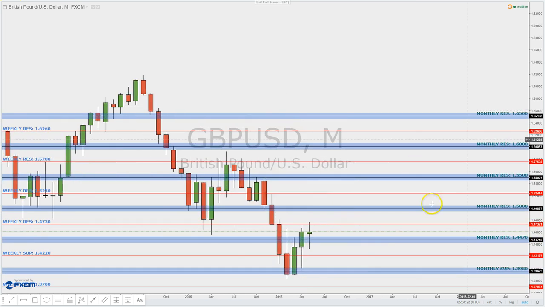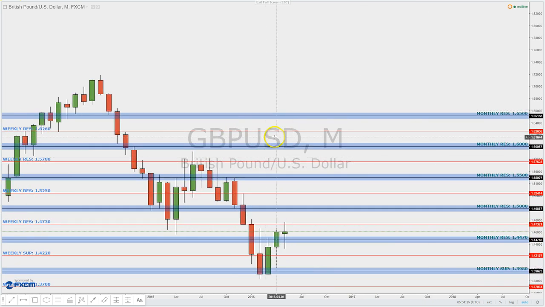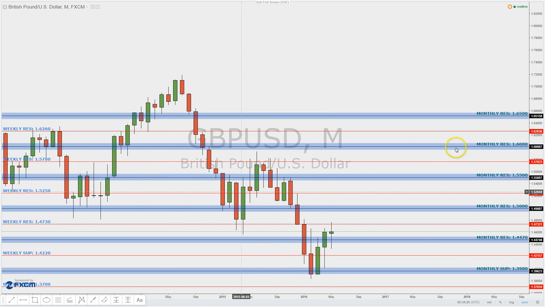Just make sure you have this setup. This is British pound dollar. Make sure you have your markup real nice and neat for the future.